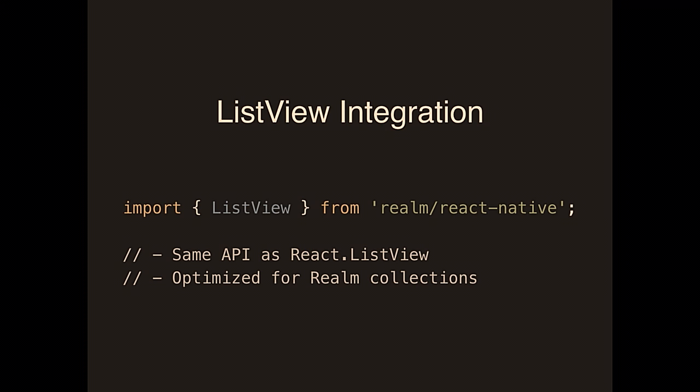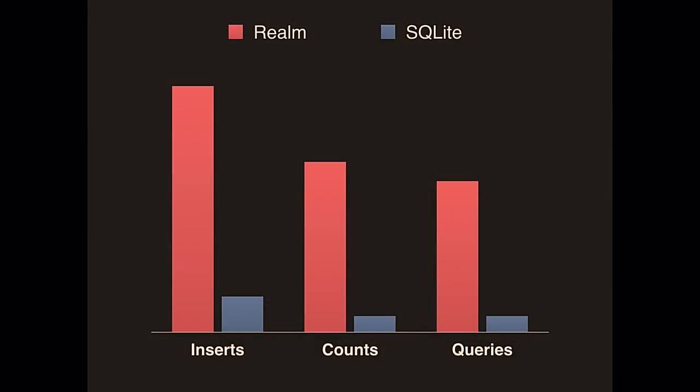And for React Native, we integrate with the ListView. We have actually our own ListView subclass that's optimized for Realm collections. So it gives you a really super fast list view. It's very memory efficient and CPU efficient. And speaking of efficiency, we ran some benchmarks on React Native with Realm and SQLite, and I'd say we fared pretty well in those benchmarks.